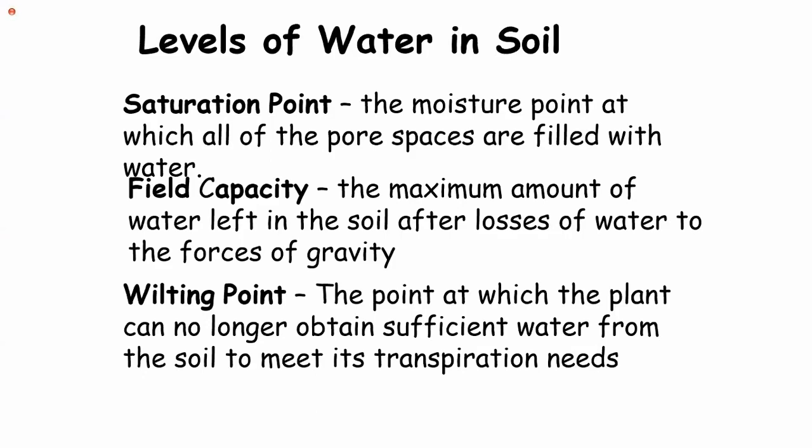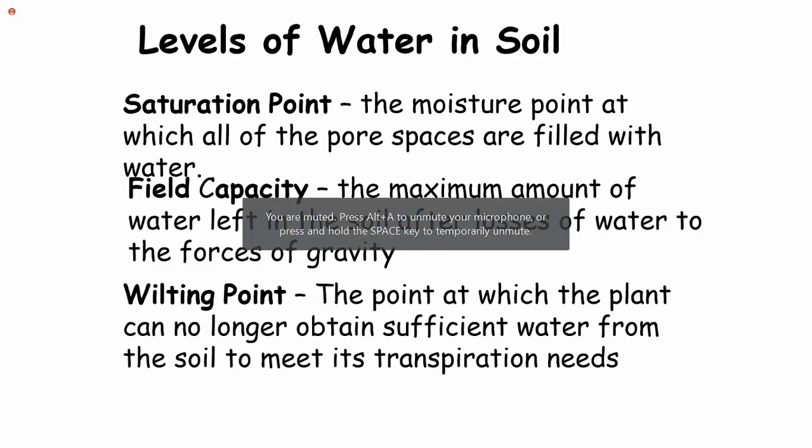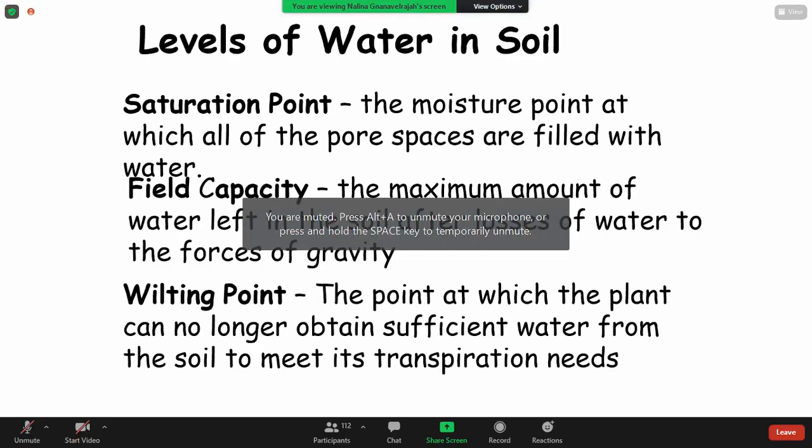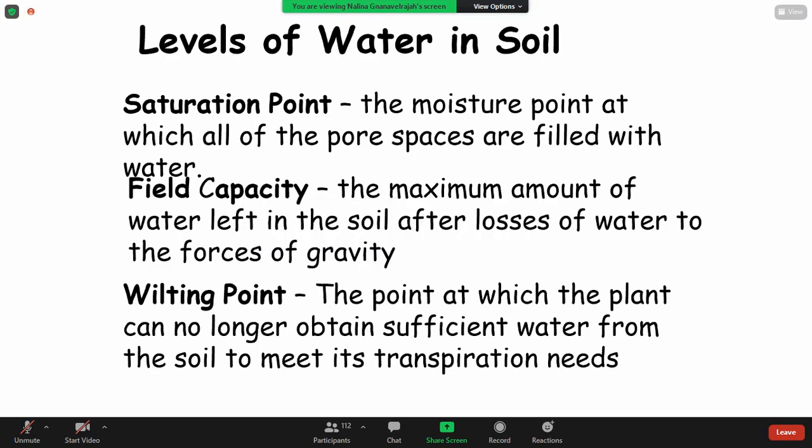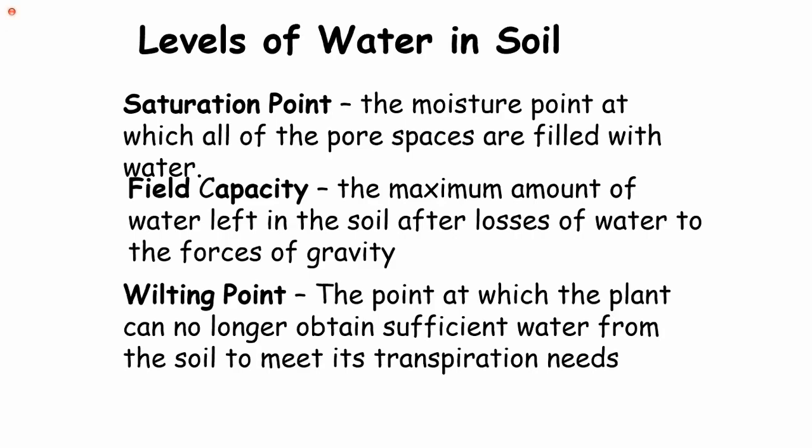So that is about the types of water in the soil. Next, the level of water in the soil. We use three terms to describe the level of water in the soil. The first one is saturation point, then field capacity, and wilting point.